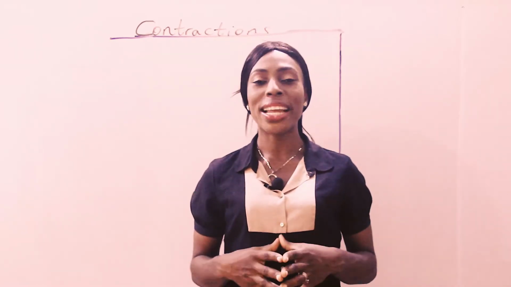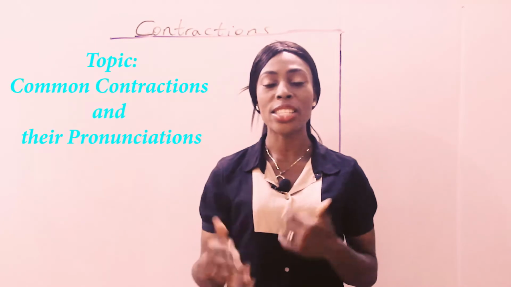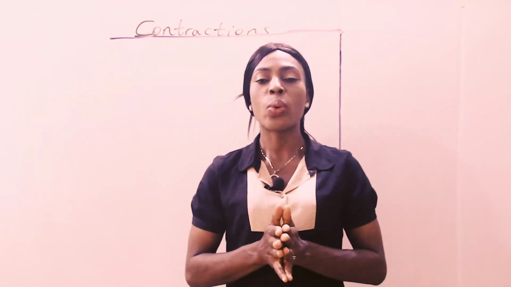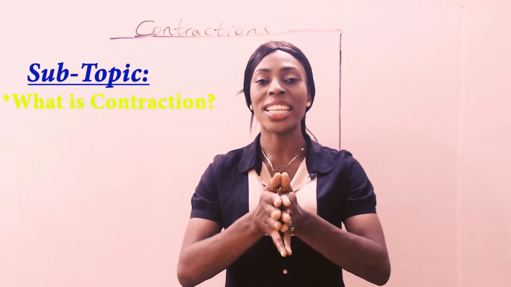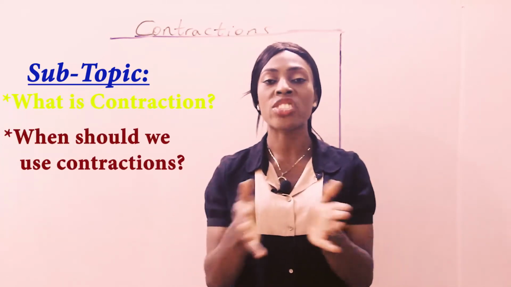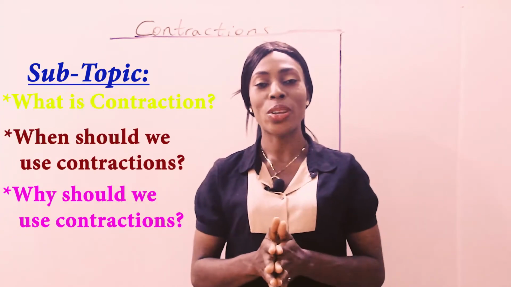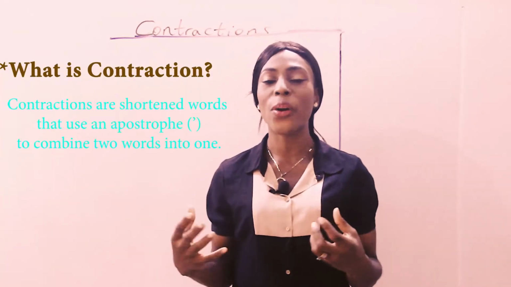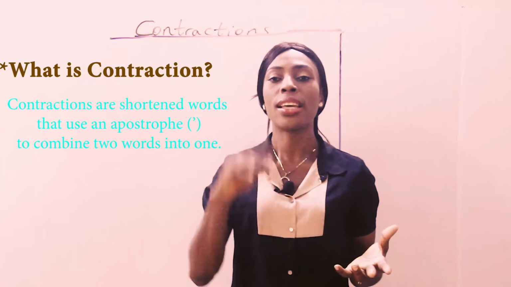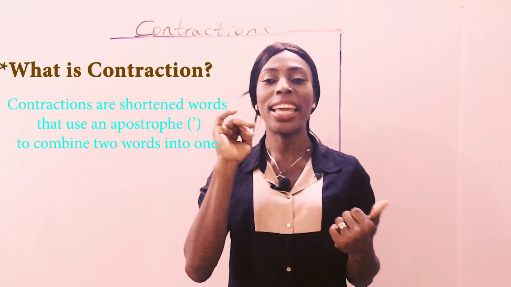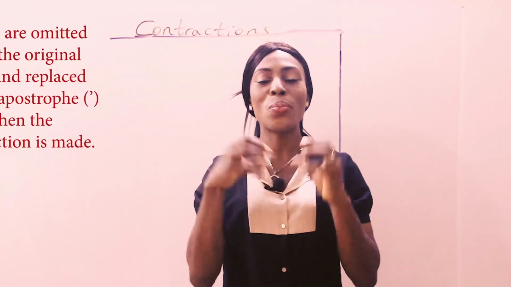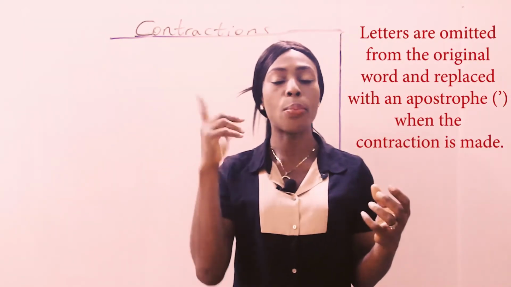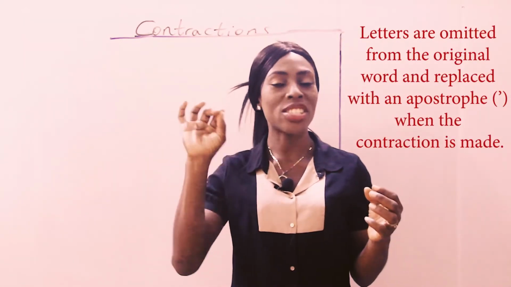Okay, so today we are looking at contractions. And I said there's going to be lots of lessons on contractions, but this is the first part. So we're going to talk about what contraction is, when we should use contractions, why we should use contractions. Now, what is contractions? Contractions are shortened words that use an apostrophe to combine two words into one. So letters are omitted from the original word and replaced with an apostrophe when the contraction is made.